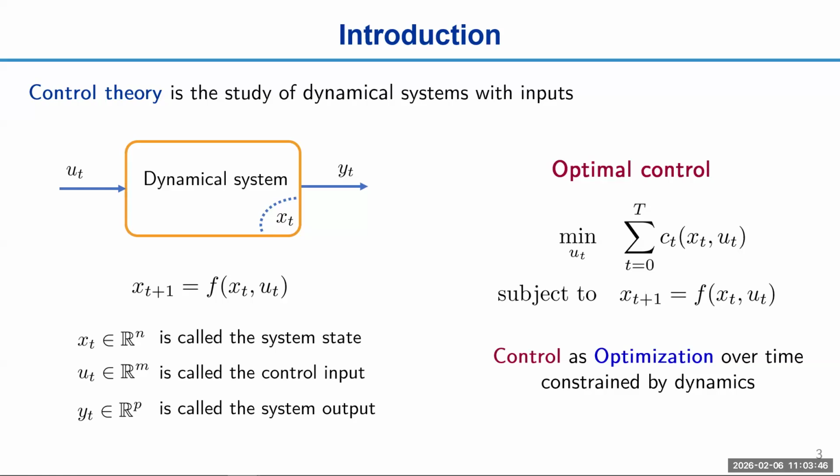And this is a very typical optimal control problem, where we try to minimize the cost function of the system state and the input trajectory, subject to the system dynamics, by choosing an appropriate control input sequence. So in principle, you can also consider control as optimization constrained by dynamics over time.